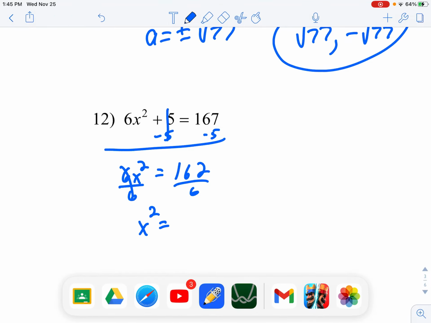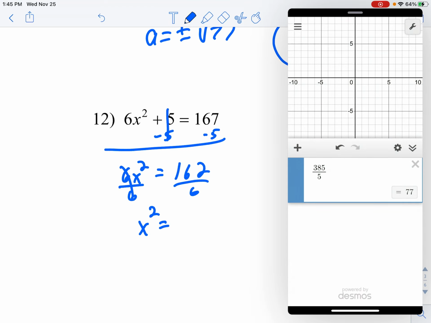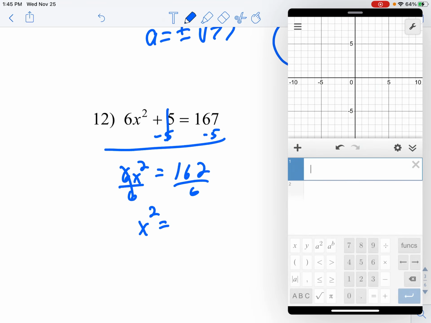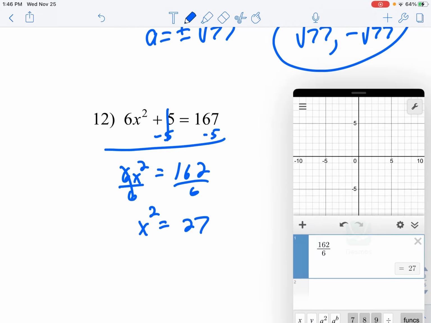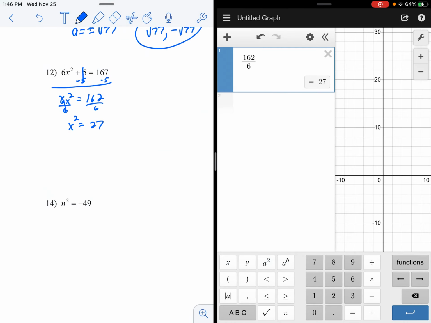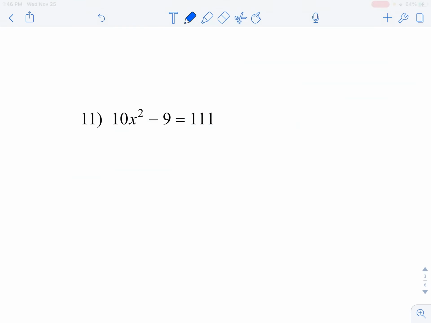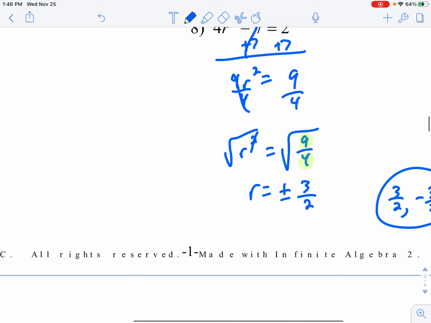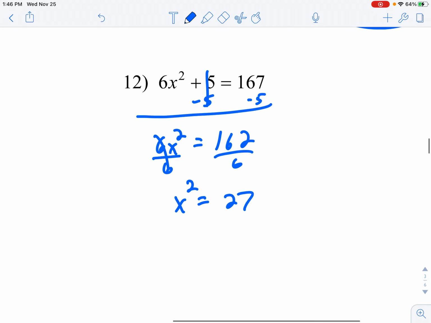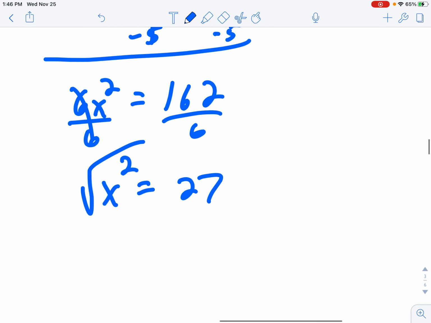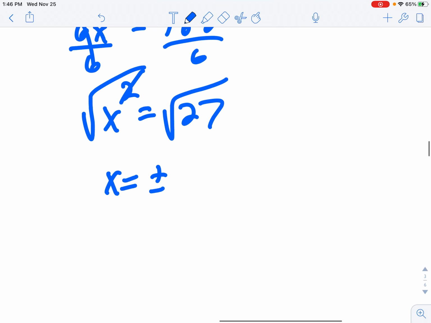Shouldn't have got rid of that calculator. 162 divided by 6 is 27. You guys, my struggle, I tell you. Okay. So I get x squared equals 27. Of course, now I have to square root both sides to cancel that out. I automatically put a plus minus, and I'm facing the square root of 27.